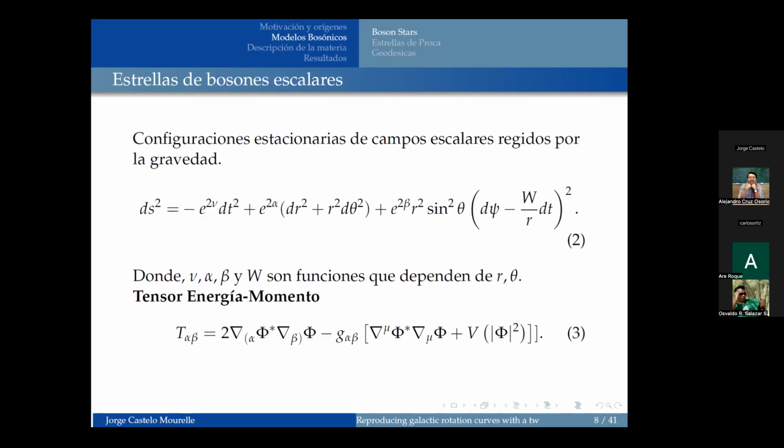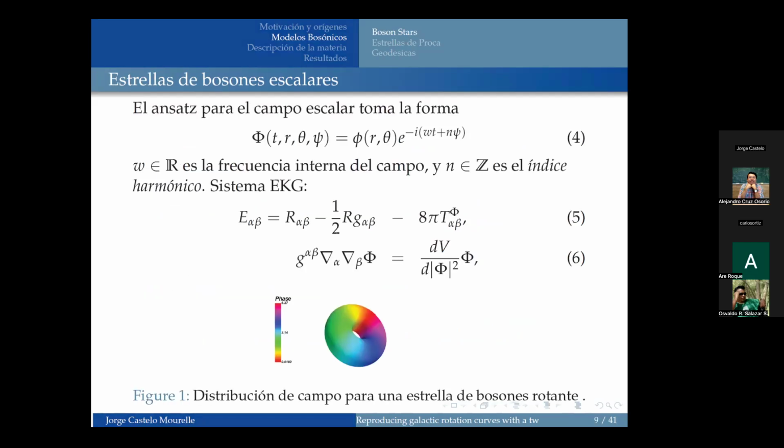So what we have here is, as you see, nu, alpha, beta, and omega functions of r and theta, because everything is spinning. And then we have a complex scalar field, also depending on r and theta. So we have to solve the following system, that is the Einstein-Klein-Gordon, for the field to fulfill this axially symmetric system. The ansatz has to be in this way, that we have a profile.